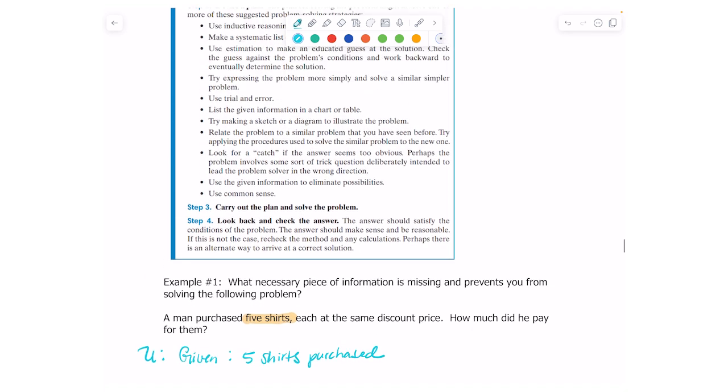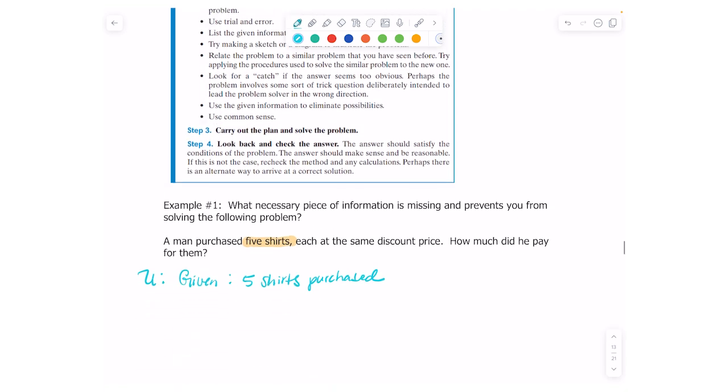If I use my second step, which is devise a plan, how would I figure out how much he paid for them? Well, the amount paid, how would I determine that? It would just be the number of shirts, which is in this case 5, times the cost per shirt. Again, I don't know the discount price. So the missing information that prevents me from solving this problem is the discount price.